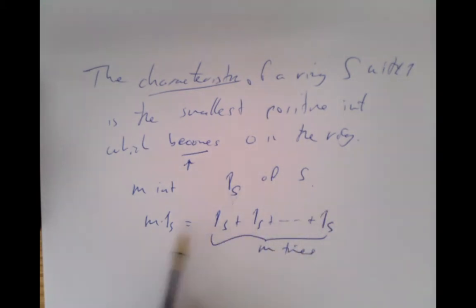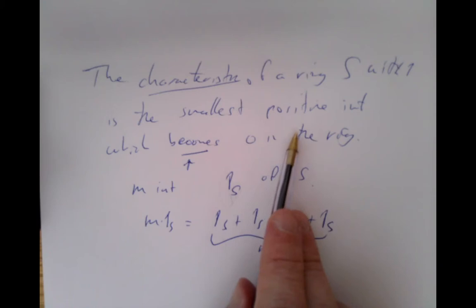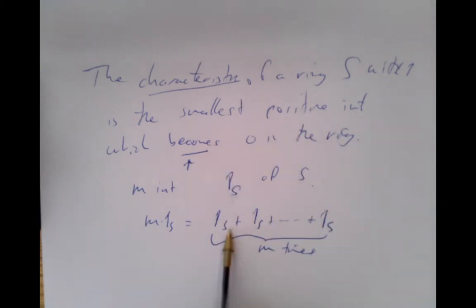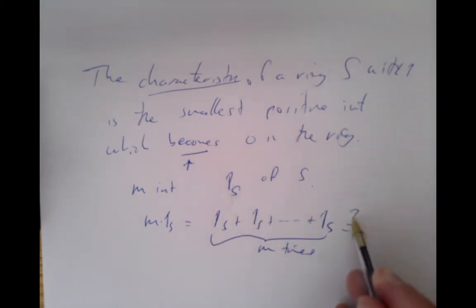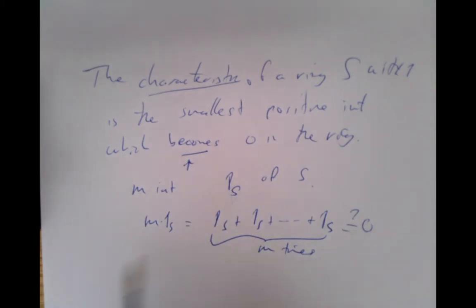And so if you have a positive integer, it makes sense to talk about adding an element up to itself this many times. That's the definition of m times any element of any ring: you add it to itself that many times. So that's the thing that has to be zero. It's the smallest positive integer such that when you add up this many times, you get zero. And that's the issue, whether or not that becomes zero.